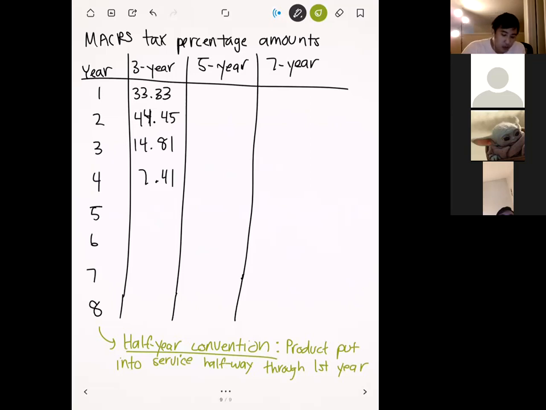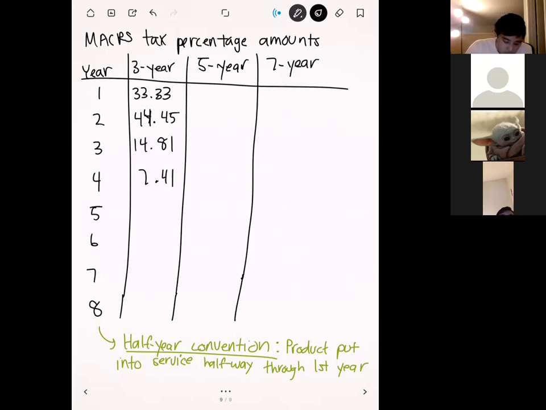Because remember, generally speaking, businesses want to depreciate more of their cost up front. And so ideally, these percentage amounts should start really high and then decrease from there. But because of this half-year convention, we only have about half a year's worth of depreciation in the first year.